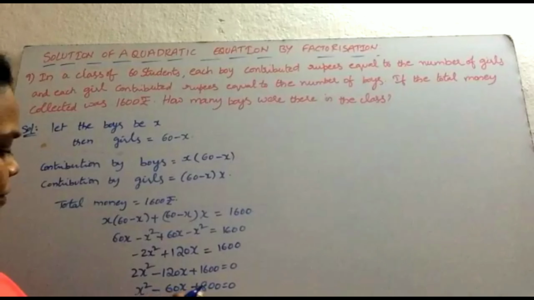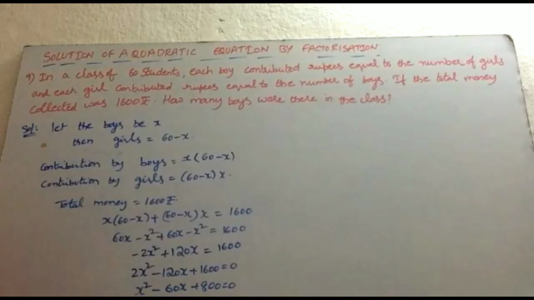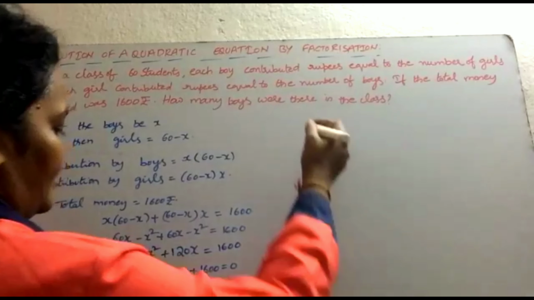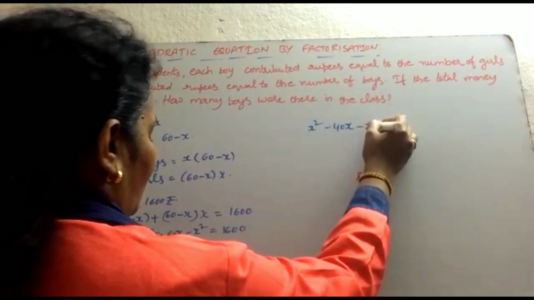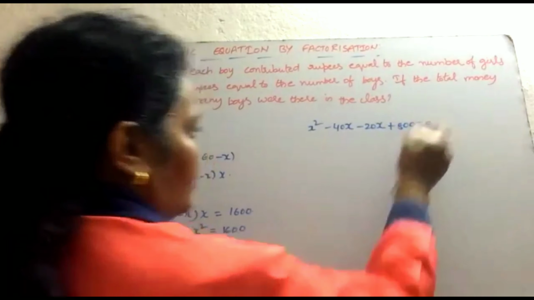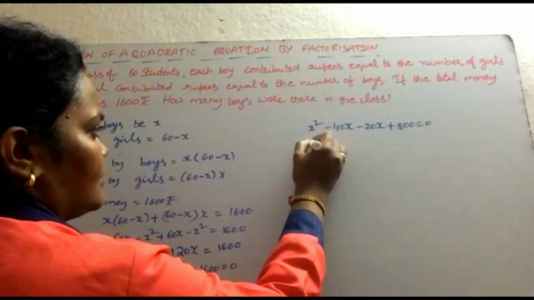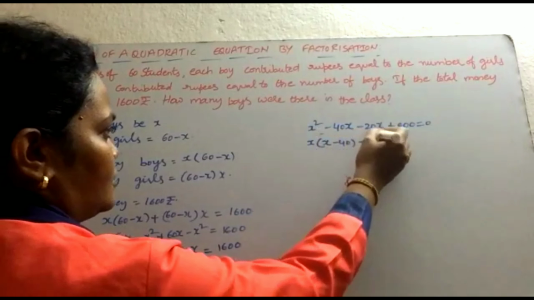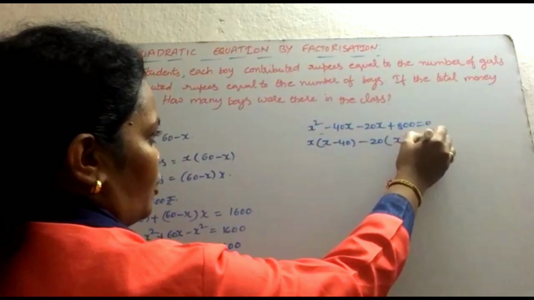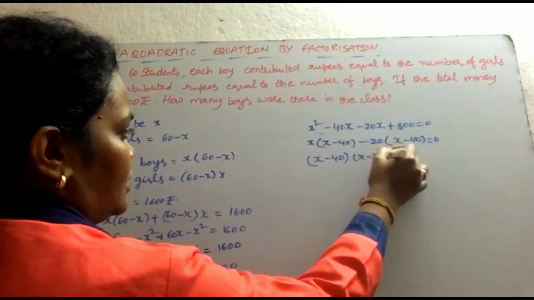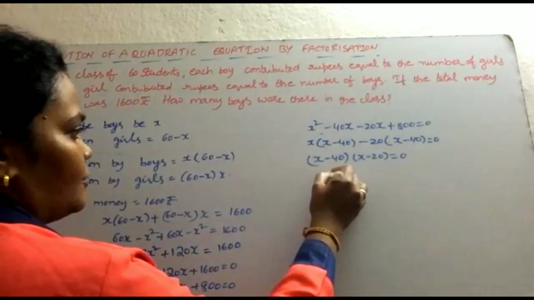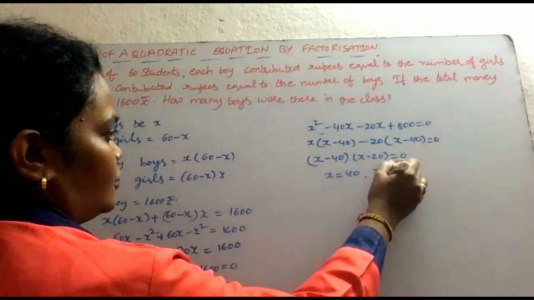So for now this is the quadratic equation. Now we will find the factors of 800. So 20 into 40. So x square minus 40x minus 20x plus 800 equal to 0. In these two, x minus 40 common, and in these two, 20 common. So x minus 40 into x minus 20 equal to 0. So x equal to 40, x equal to 20.